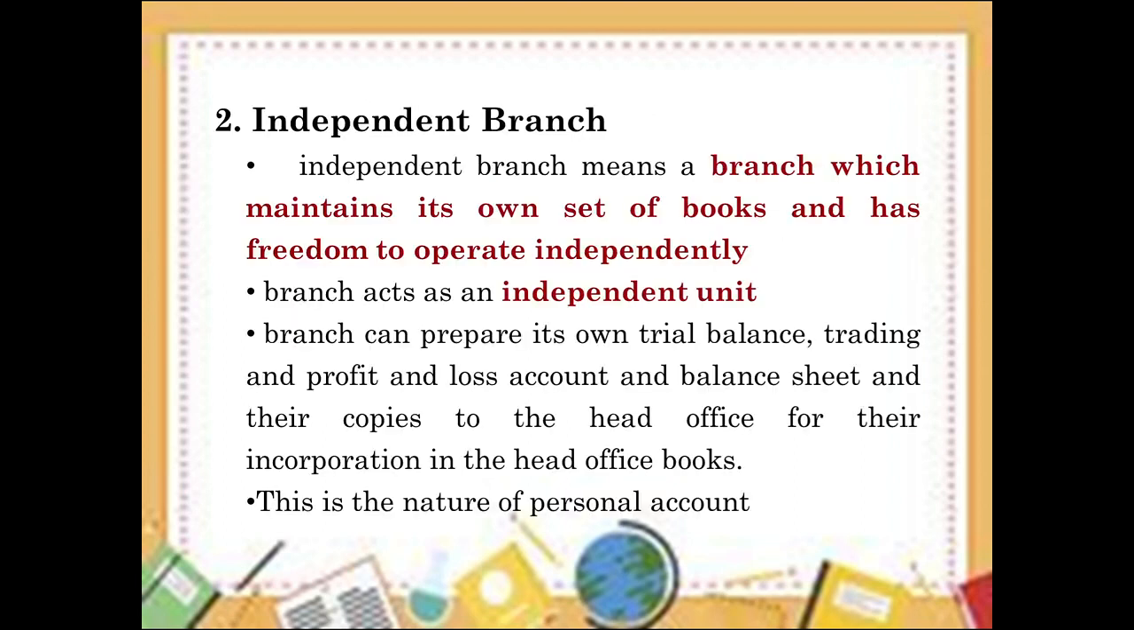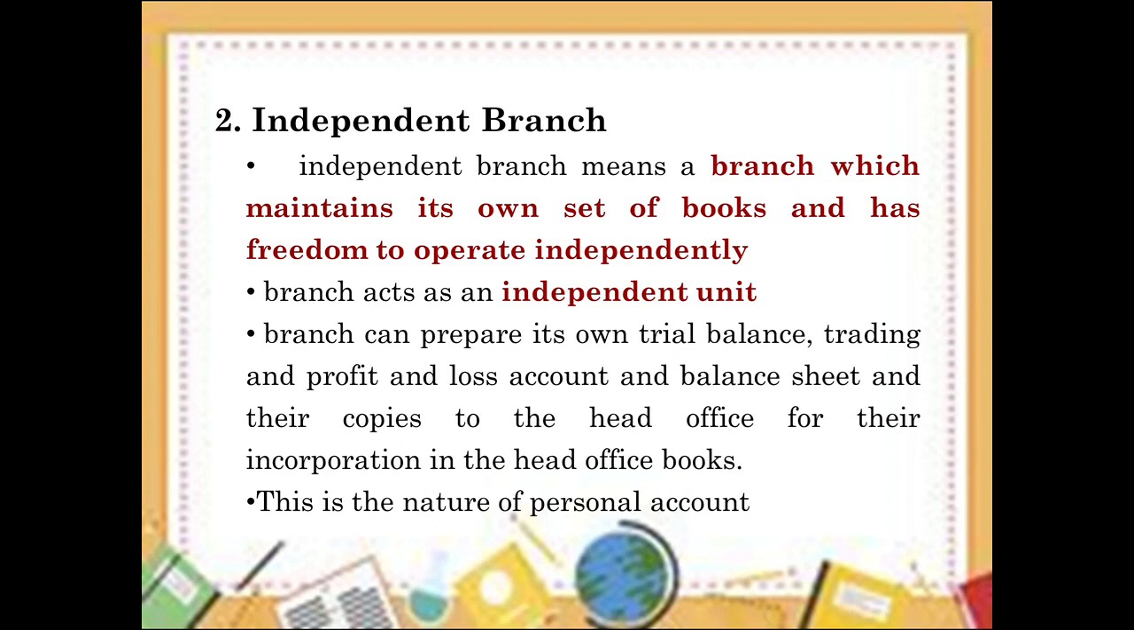And the next type of branch is independent branch. A branch which maintains its own set of books and has freedom to operate independently. The branch acts as an independent unit. The branch itself can prepare its own trial balance, trading and profit and loss account and balance sheet, and their copy is sent to the head office for incorporation in the head office books. The branch maintains a head office account in its books.